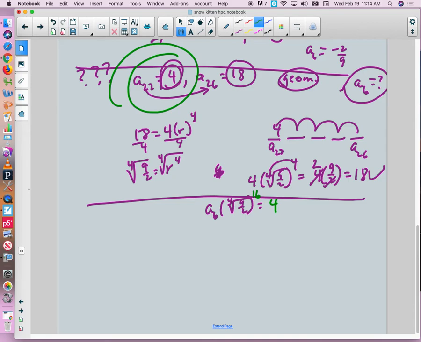All right, so if I'm looking for a sub 6, it's back here somewhere. I've got to multiply by the ratio 16 times to get to a number that I know. So a sub 6 should end up being 4 divided by the fourth root of 9/2 to the 16th power, okay? Which I could do on my calculator because that would be really ugly without it.